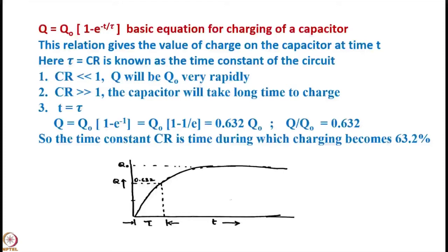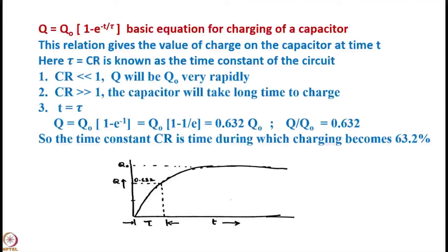Now here, what are the conditions? What are the lower and the upper conditions? What are the different conditions which can apply here? And what is this CR? This CR is basically called the time constant of the circuit, and that is a very important parameter. Normally it is denoted by tau. Tau is equal to CR, the time constant of the circuit. When we are designing an accelerator, we have to keep in mind this tau value, and it has to be appropriately chosen.